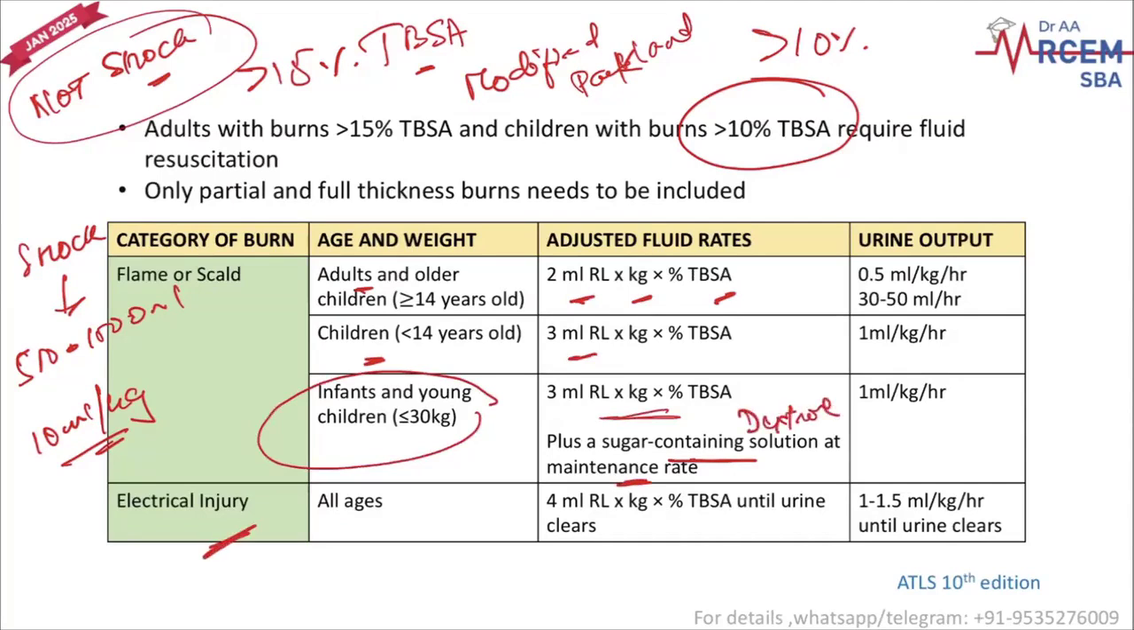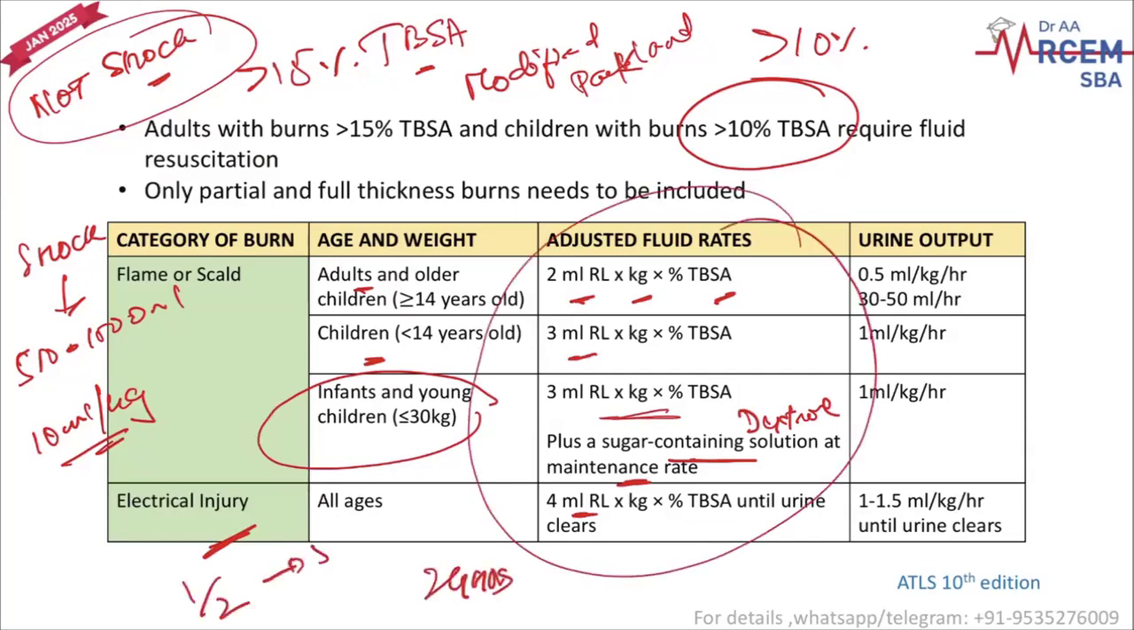In electrical injuries or electrical burns, you will increase it to 4 ml. That is 4 into body weight into percentage of total body surface area involved. What you're calculating is the fluid for 24 hours. Half of it should be given over 8 hours. The next half should be given over 16 hours. This also you need to remember.